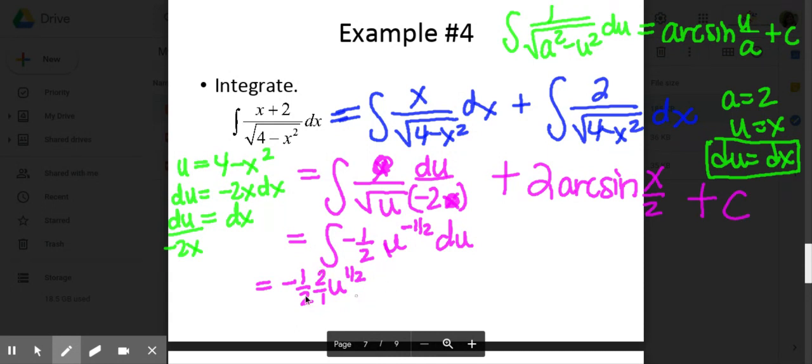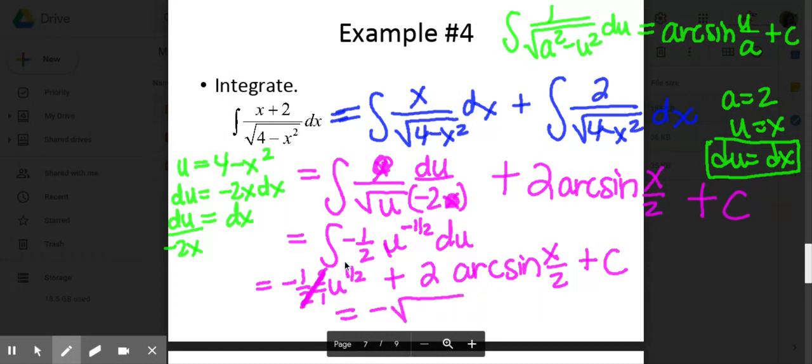All right, so let's finish doing our antiderivative for this one. This cancels. So I'm just left with -1. So it's going to be a negative, and then it's u to the 1/2 plus 2 arc sine of x over 2 plus c. So the only thing I got to do here now is to put the u back in. So my final answer is going to be negative. U to the 1/2 is the square root of my u. My u was 4 minus x squared.